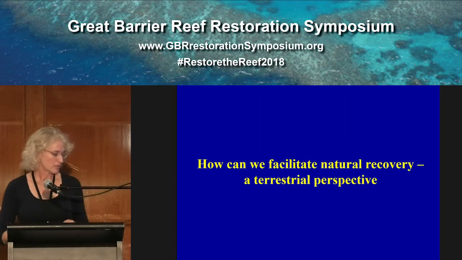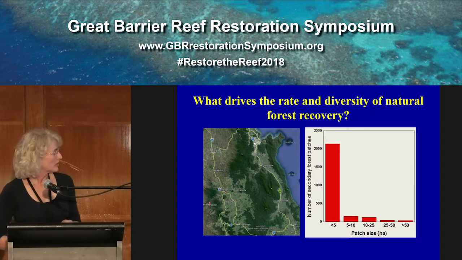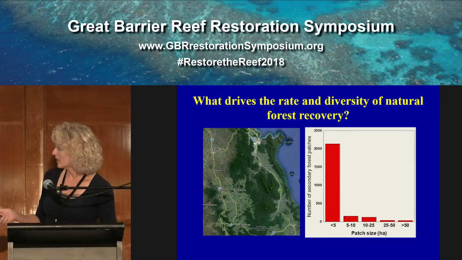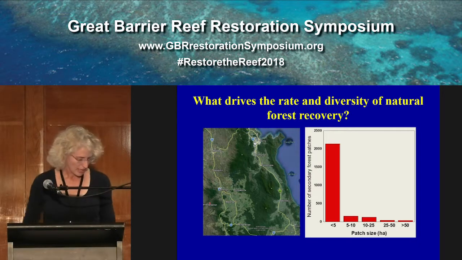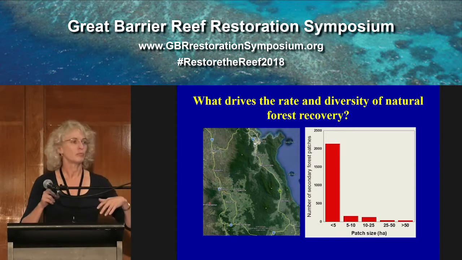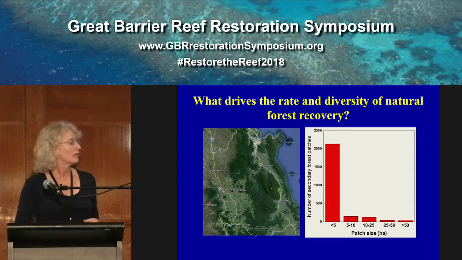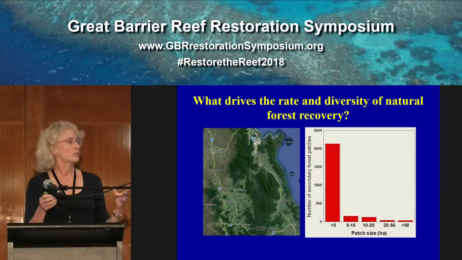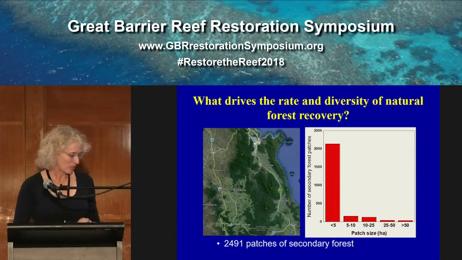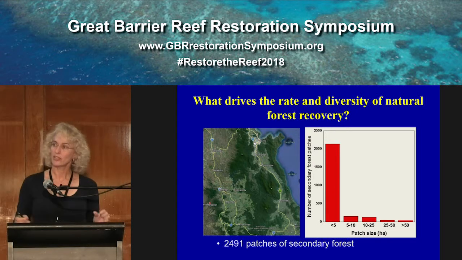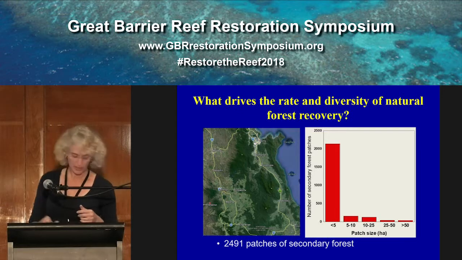So how do we do this from a terrestrial perspective? This is the Wet Tropics region where we are, and I'm working in the green, behind that green rainforest where you have all those fragments to the southwest of Cairns. What we notice when we look at where natural forest is recovering is that most of the natural forest recovery occurs in very small patches. Not unlike reefs. We have about 2,500 small forest patches that are recovering in our Wet Tropics catchment.